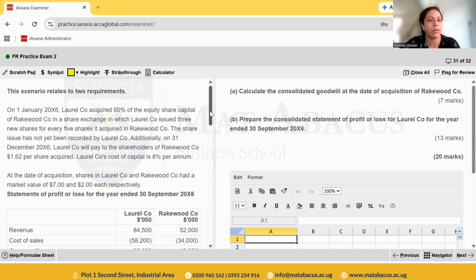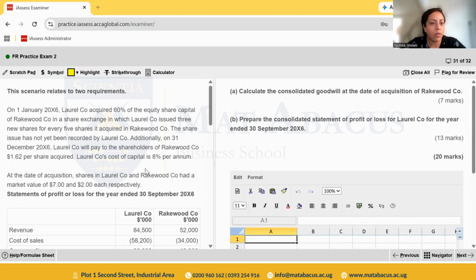They're telling us that this scenario relates to two requirements. On 1st Jan 2016, Laurel Company acquired 60% of the equity share capital of Rakewood Company in a share exchange in which Laurel issued 3 new shares for every 5 shares it acquired in Rakewood. So the purchase consideration here, the first part is asking us for goodwill. And remember the formula for goodwill, we're going to have to take the cost of investment from the parent's perspective. Plus, in case it's the full goodwill method, which we will read down, we will need to include the value of the NCI. And from that, we subtract our net assets.